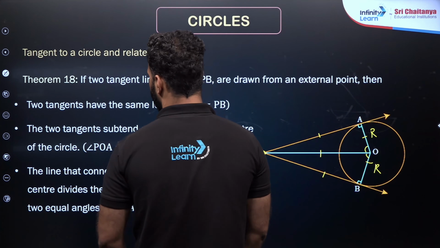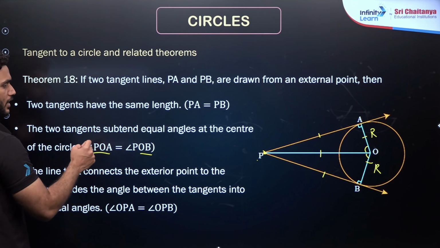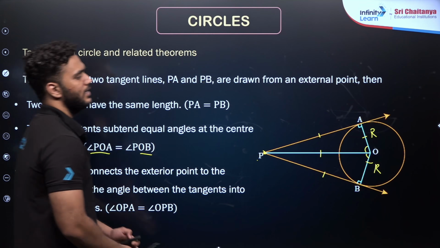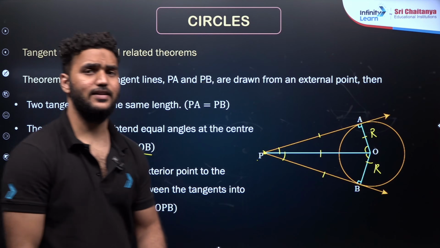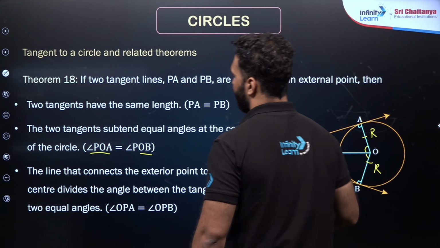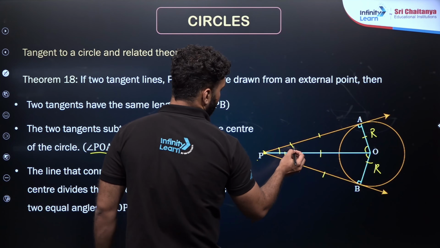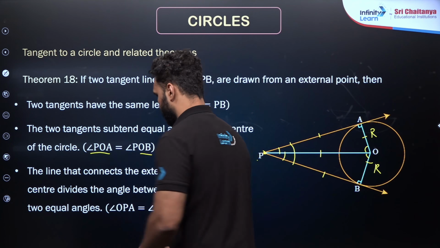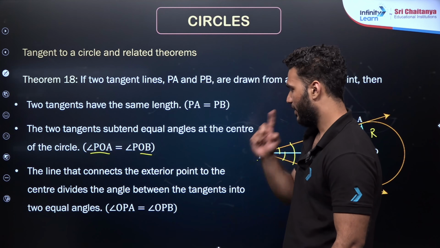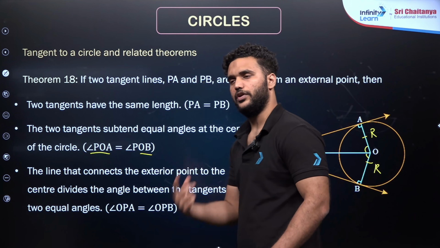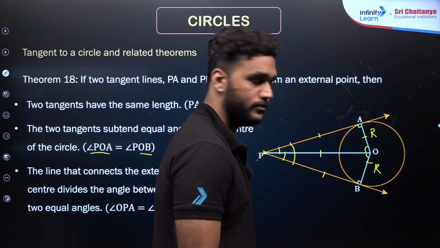This angle and this angle must be equal. See, angle POB and angle POA are both equal. Also this angle and this angle will be equal. So it means this line PO bisects the angle, the angle between these two tangents. The line that connects the exterior point to the center divides the angle between the tangents into 2 equal parts. That's it. Let's go for next.